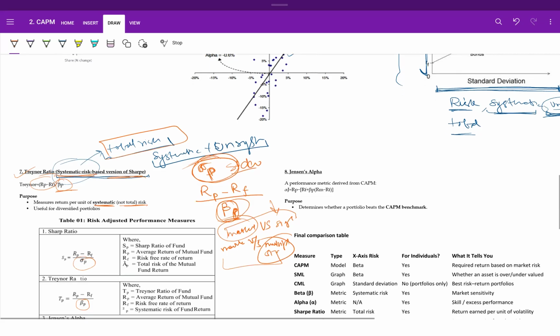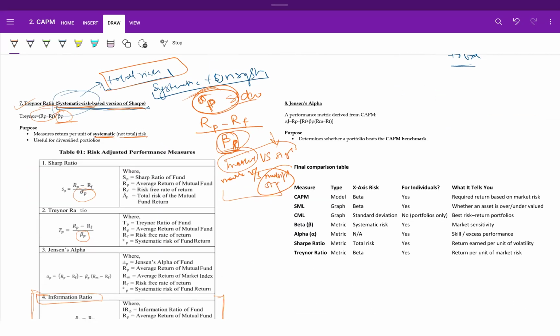And now let's talk about Jensen's alpha, which is the last measure of portfolio performance which we will be discussing as of now. It's a performance driven metric which is derived from the capital asset pricing model again. So Jensen's alpha is nothing but the return of the portfolio, from which we subtract the capital asset pricing model: alpha equals return of the portfolio minus the risk-free rate plus beta times (RM minus RF).